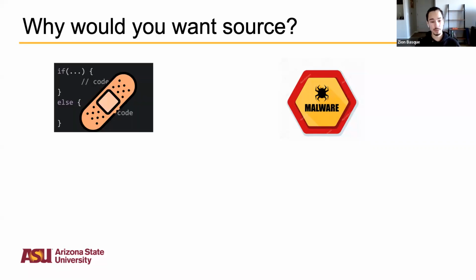Another one you might want to do, another manual analysis type of thing, something with humans, is code patching. You find a bug inside of your code and you want to fix it up. You put a Band-Aid over it. It's really hard to do that when you only have assembly.